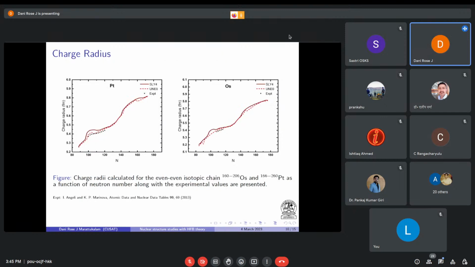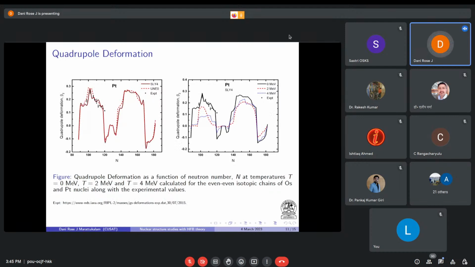Again, the charge radii were similarly calculated, which gives an idea of the charge distribution in the nucleus, and these calculations also had pretty good agreement with the experimental values. Again, both the calculations using the two parameterizations gave pretty good agreement. Also, the quadrupole deformation, which explains the shape of the nuclei, was also studied. The nuclei usually have a spherical shape at the magic nuclei N equal to 126. Again, the nuclei, as we increase the neutron number, tend to oscillate between prolate and oblate shapes.